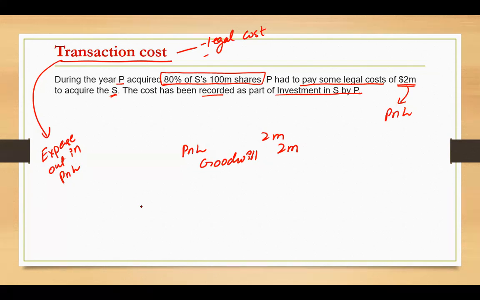Dulu is asking, what do we do with the figure recorded as part of investment? Dulu, basically anything recorded as part of investment ultimately goes to the goodwill. So correcting goodwill means correcting the investment.